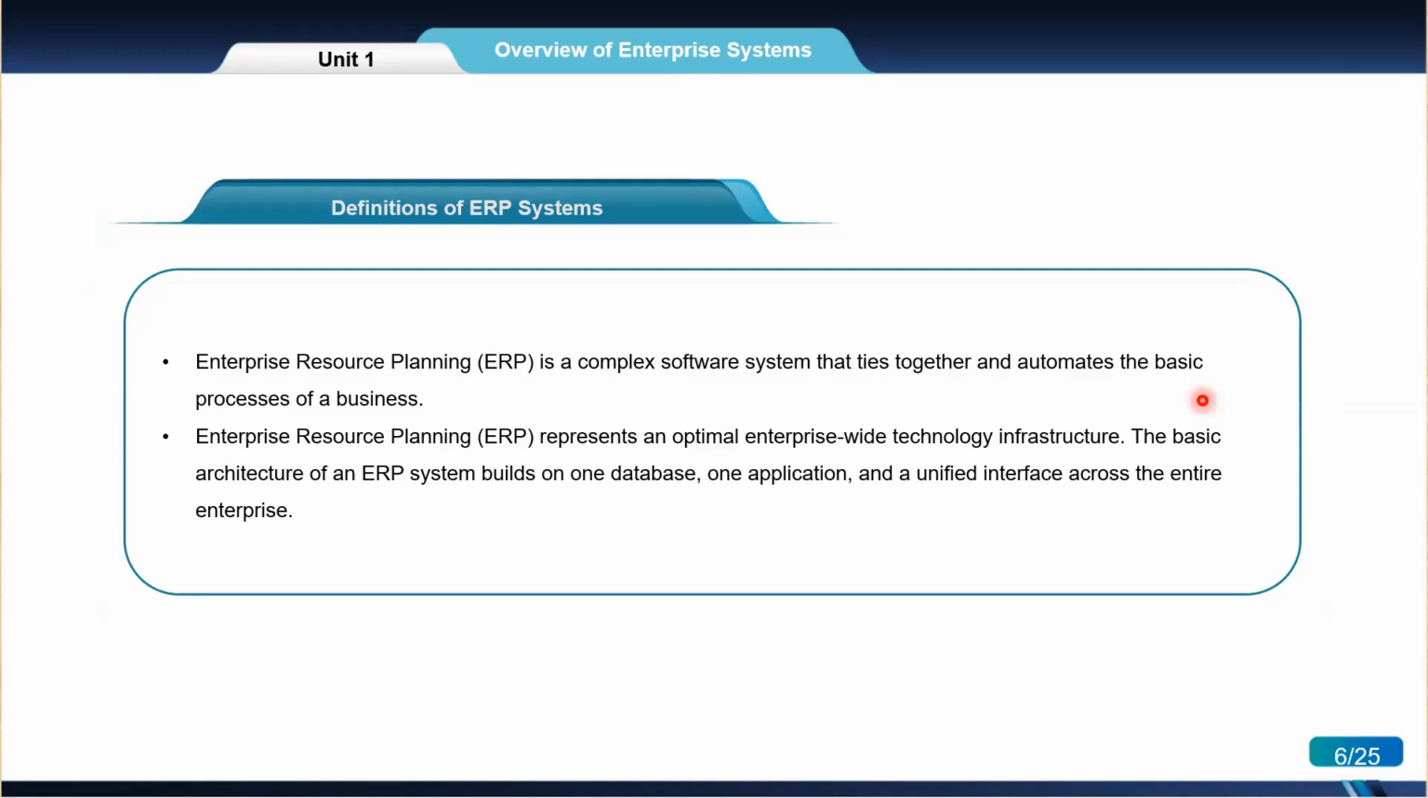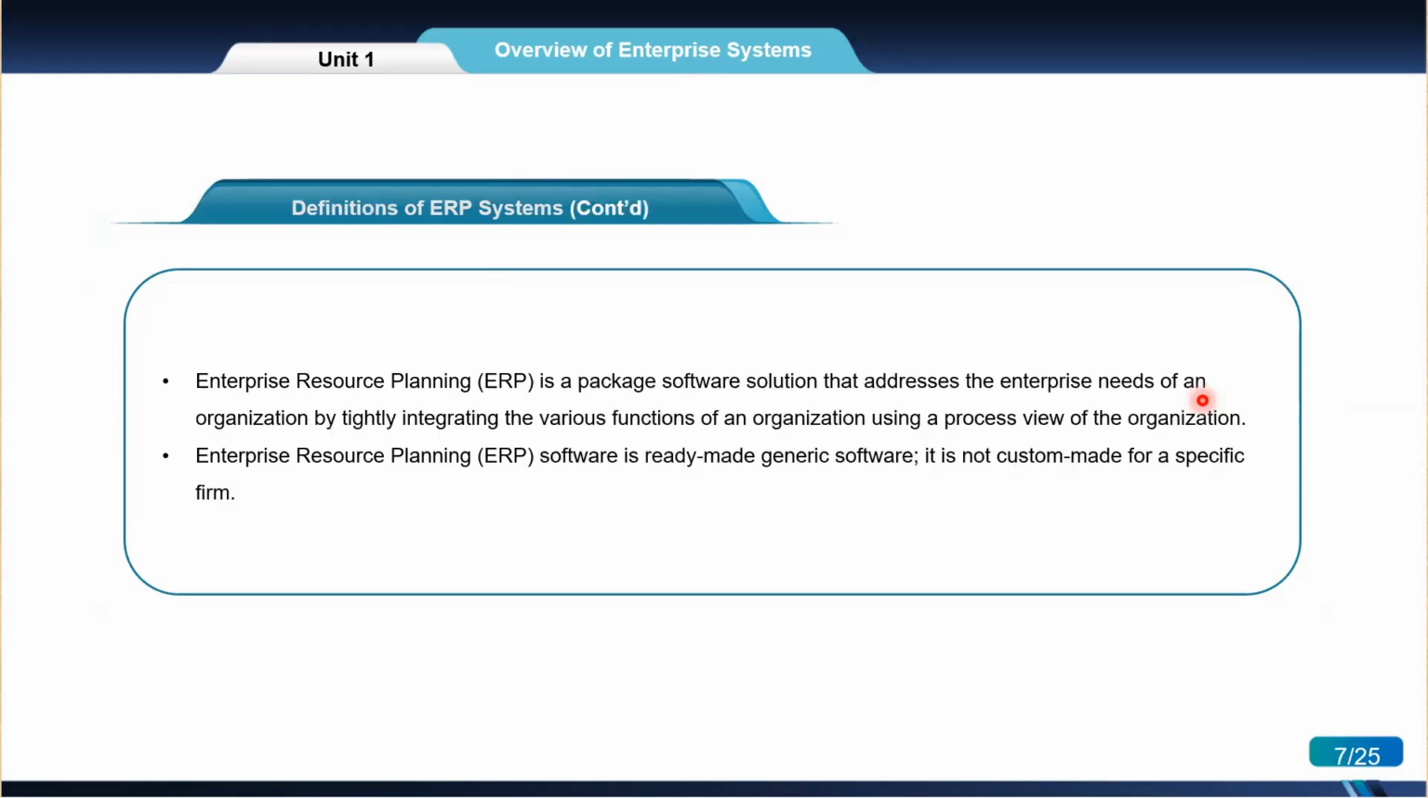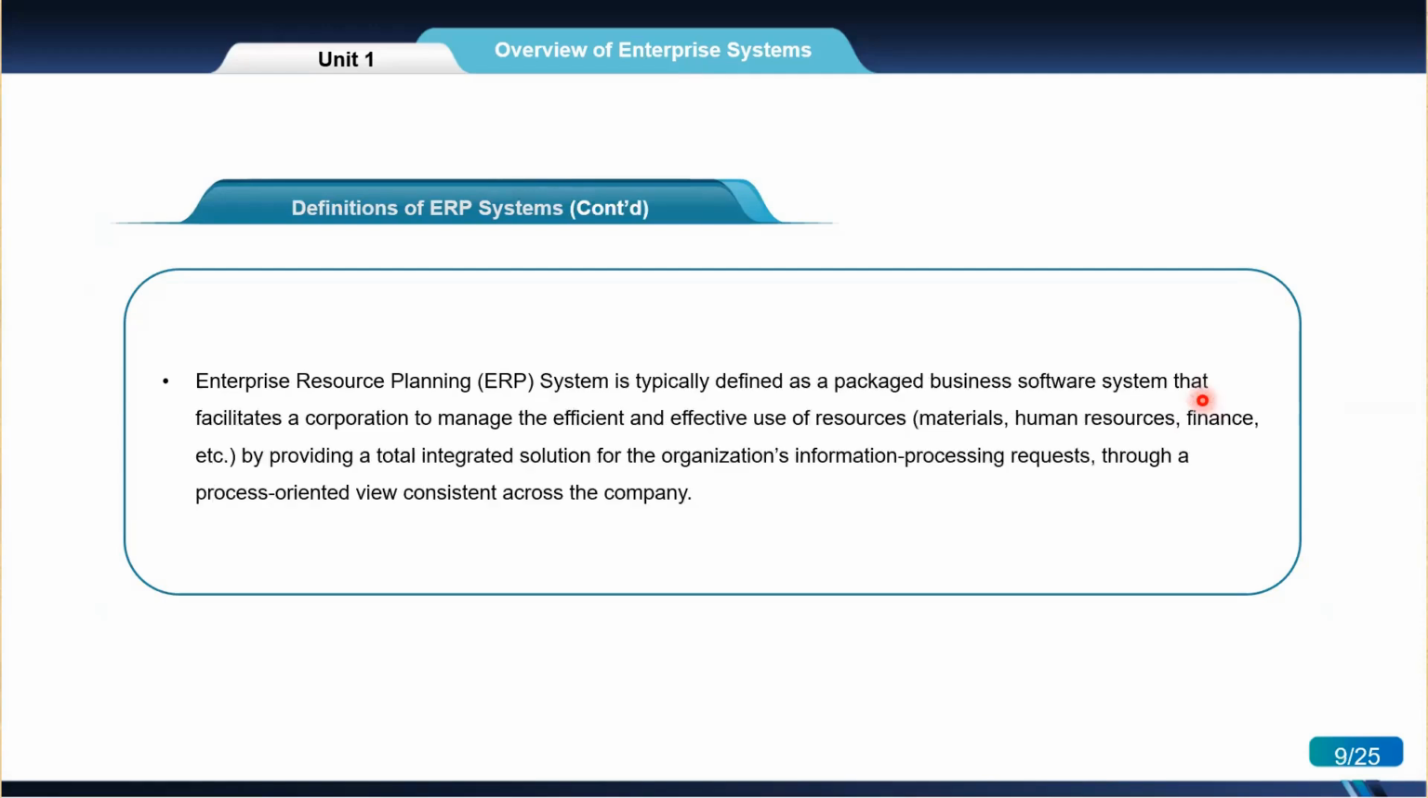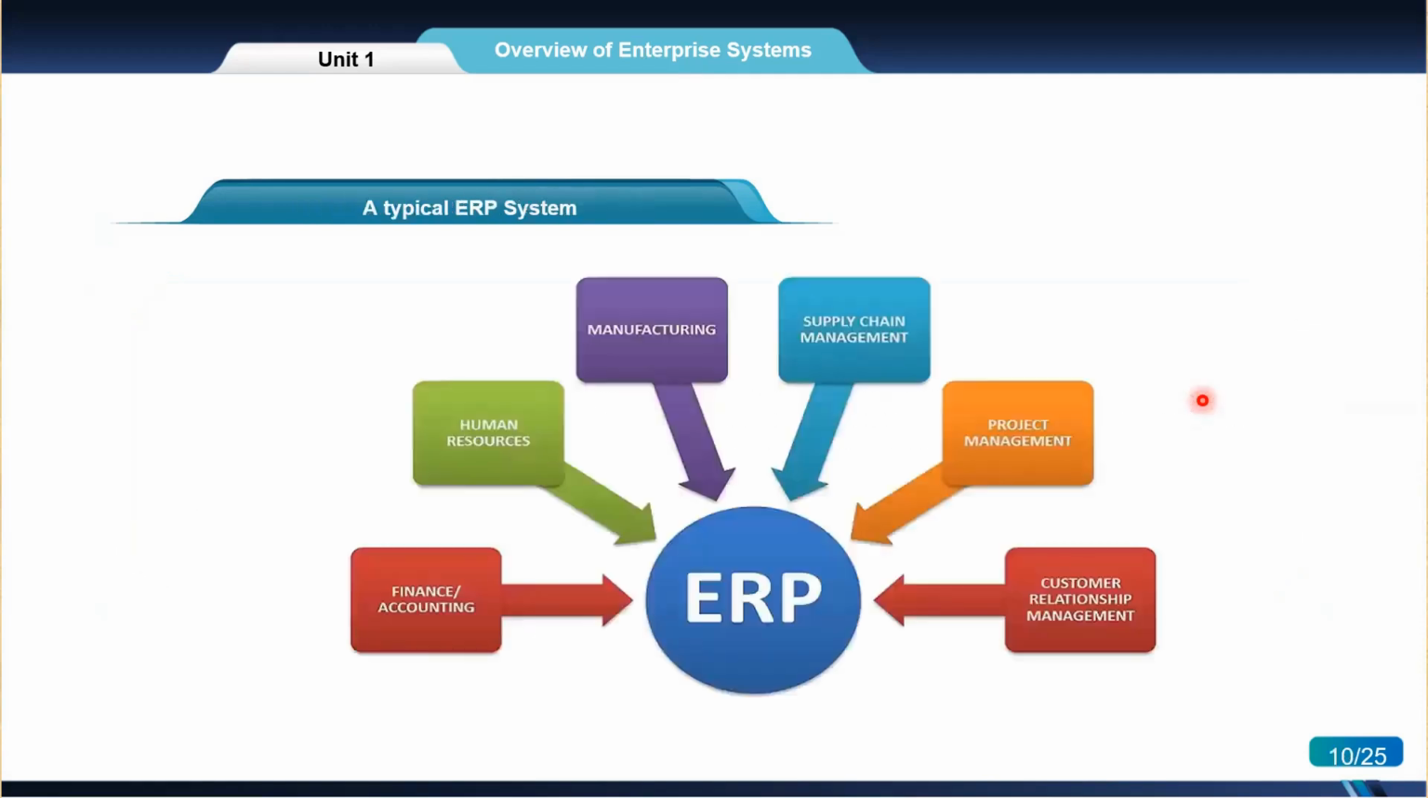This diagram illustrates for us the internal structure of the ERP system, which is surrounded by several modules or subsystems. We have the finance and accounting module. The second module is human resources. The third is manufacturing. The fourth is supply chain management, followed by project management and customer relationship management.